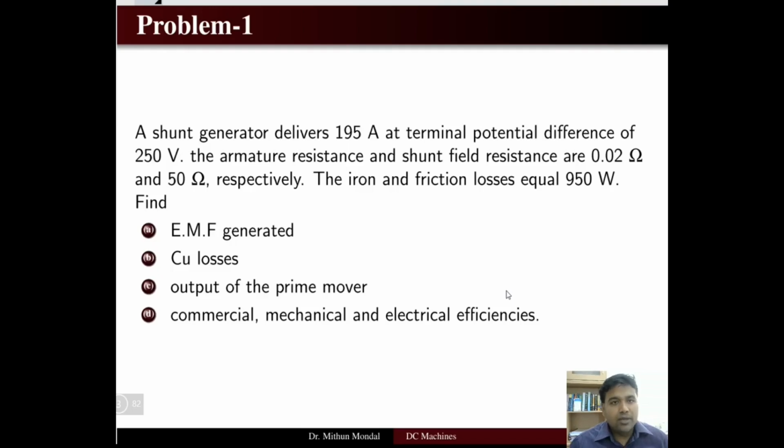So problem number 1 is on a shunt generator which is delivering 195 ampere at a terminal potential difference of 250 volt. So 195 ampere is the terminal current and 250 volt is the terminal voltage. The armature resistance and shunt field resistance are given as 0.02 ohm and 50 ohm respectively. The iron and friction losses are equal to 950 watt. So iron plus friction losses is given to be 950 watt.